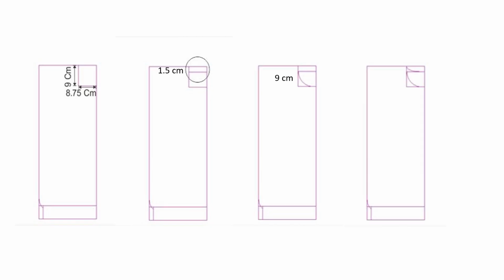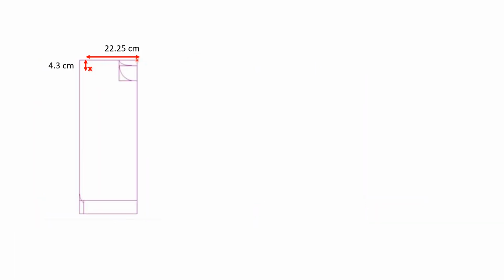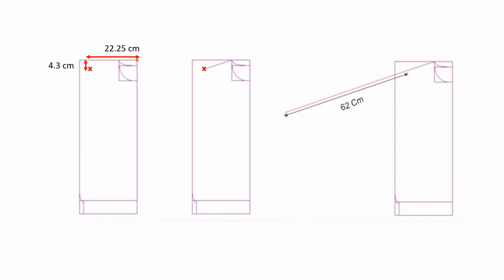We now mark a point along the width of the garment, which is equal to half the shoulder width, which is 22.25 centimeters, and vertically from the top of the rectangle, equal to the shoulder drop, that is 4.3 centimeters. This is the point of the shoulder. We connect this point with the neck mark, and we get to know how our shoulder shall slope. The upper part of the sleeve will be joined with the main body at this point.